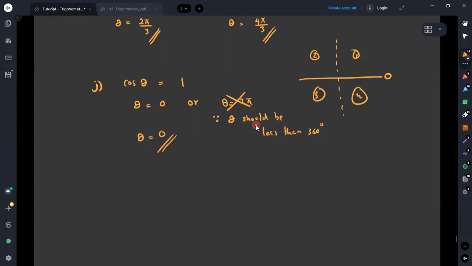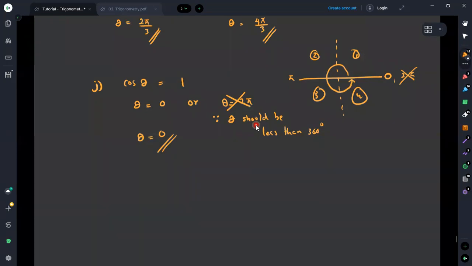If we keep moving in this direction toward 2π, we can get just below 2π, but not 2π itself, because it is not in the region of theta. Therefore, the value of cosine theta will be positive only at this point. So cosine will be positive at 0 and any even multiple of π.